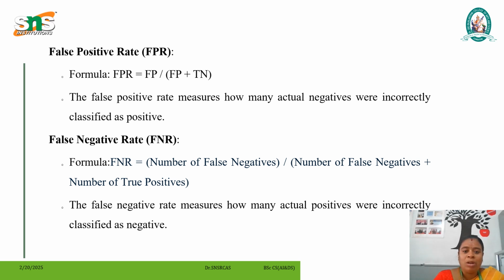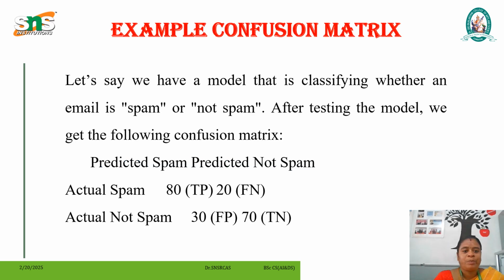False negative rate, that is called as FNR. Formula: FNR equal to number of false negatives divided by number of false negatives plus number of true positives. The false negative rate measures how many actual positives were incorrectly classified as negative.